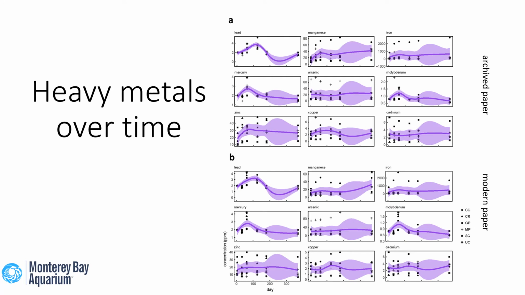Similarly, for heavy metals, there was no difference between the archived and the modern paper. There was more variability within a species for some of the species and for some of the metals, such as lead or mercury. But there was not a large change over the length of the curing process from beginning to the 1 year end period.